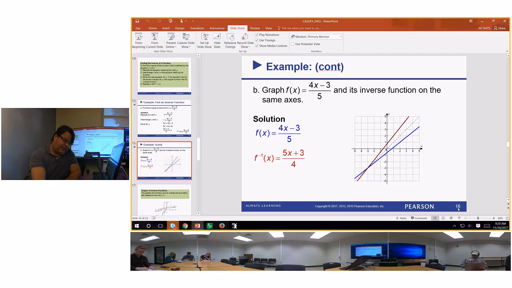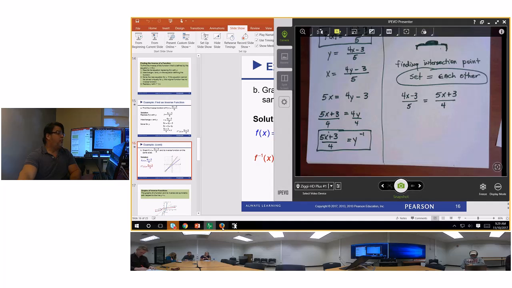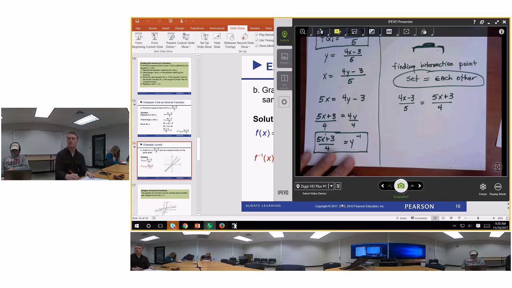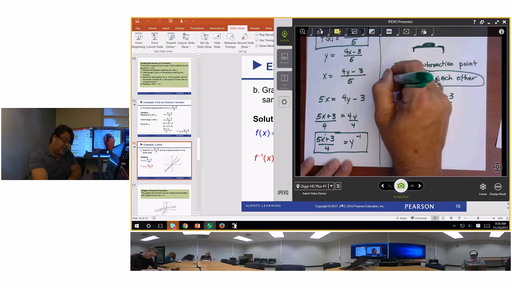So (4x minus 3) over 5 is equal to (5x plus 3) over 4. All right, get to work. Find the intersection point. Oops, hold on. There we go. Now, set the inverse equal to the original function.